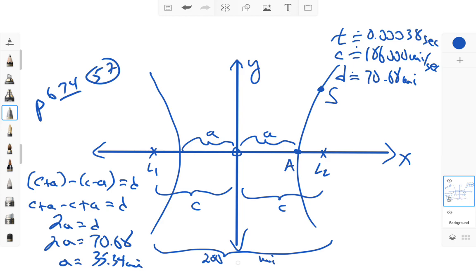Alrighty, now let's talk about this. What does that mean? Well, that means we know C, right? If the distance from L1 to L2 is 200 miles, and that's C plus C, two C's, then C is 100 miles. That's what that gave us. So we got D, the common difference, we got A, and we got C. And what else? Well, can we get the equation of the hyperbola itself? That's what's missing. Now, don't confuse this C with the speed of light. This C is the focal length. So the focal length C is 100 miles.